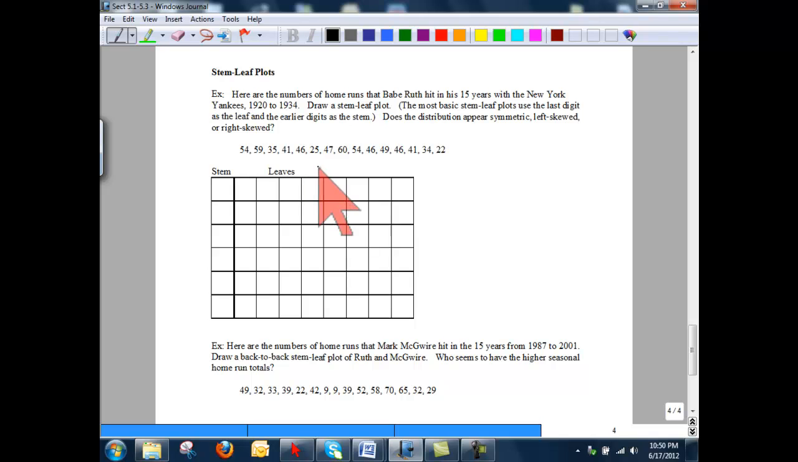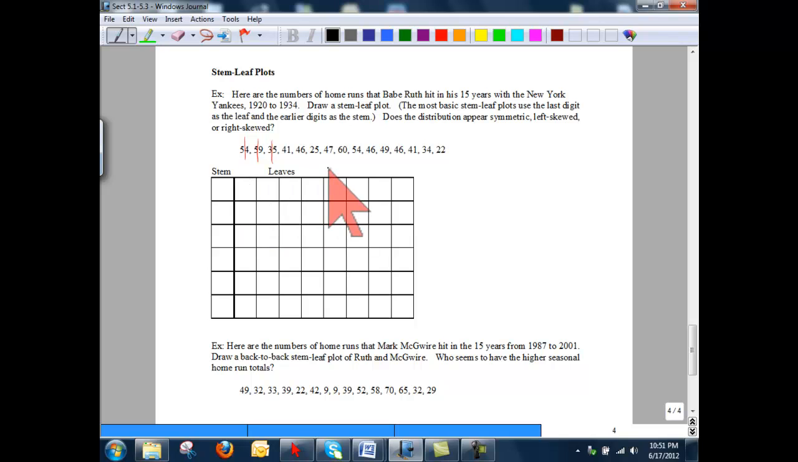The stem leaf plot separates the digits of the individual numbers themselves. If I have two-digit data like this, then there really is only one way to separate it, between the 5 and the 4, between the 5 and the 9, between the 3 and the 5, and so on. Then I take the stems and I list them in a vertical stack, a column like this.